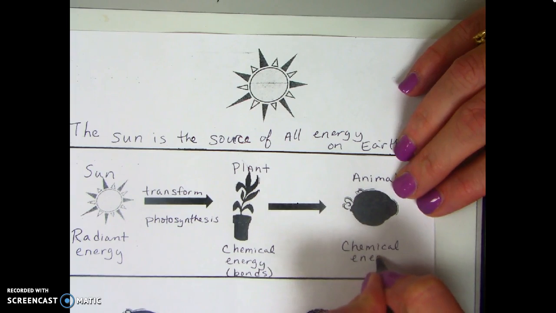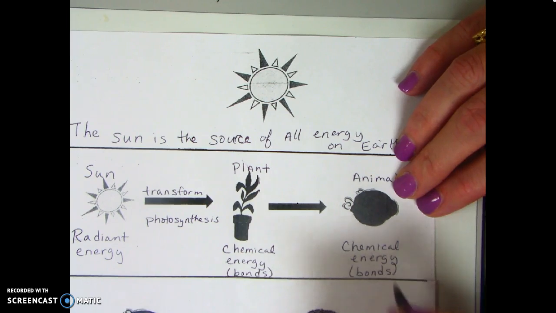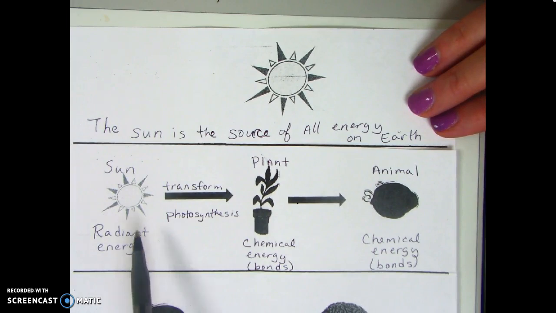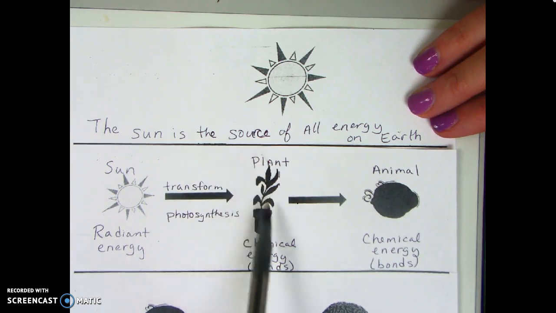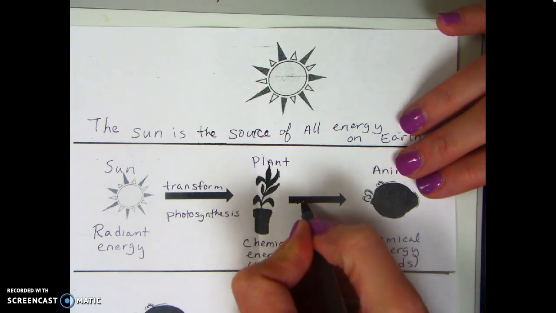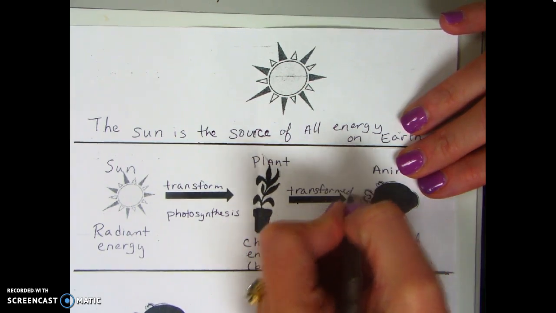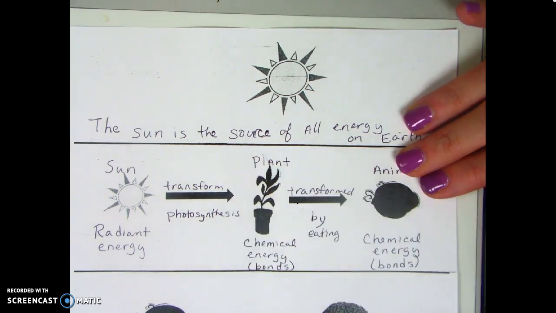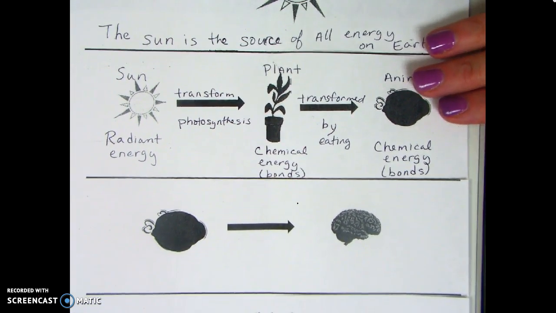And we're talking about energy that could be in life. And again, that energy comes from bonds. So let's review. We had the sun, and the sun is radiant energy, and then it's transformed by photosynthesis by the plant into chemical energy. And the plant's energy ends up in the animal when, again, it's going to be transformed, this time by eating. Okay, we're going to move up a little bit to the next set of pictures.